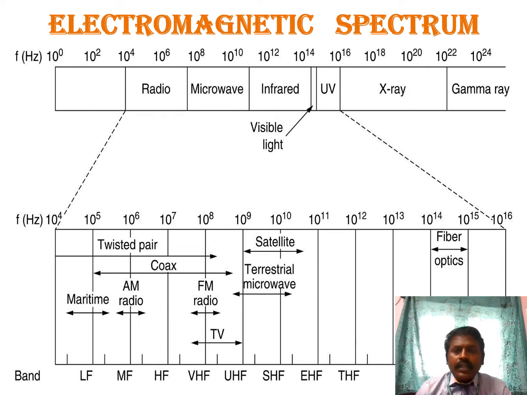When we talk about the spectrum, it is a frequency range that is related to the wavelength. From the lower end to the higher end, from 10 power 0 hertz to 10 power 20 hertz. The lower end, around 10 power 6 hertz, comes under radio wave communication. Then from 10 power 8 to 10 power 11, it is microwave communication, and from 10 power 11 to 10 power 14, it is infrared communication. Then we have ultraviolet. Then from 10 power 16 to 10 power 22, X-ray, and from 10 power 22 to beyond 10 power 24, it is gamma ray.